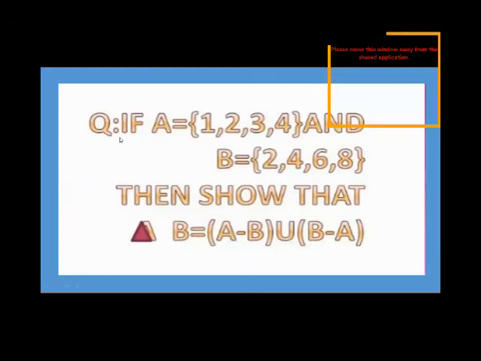Now we take another question. If set A equals {1, 2, 3, 4} and set B equals {2, 4, 6, 8}, then show that A delta B equals A minus B union B minus A. This is the second condition.